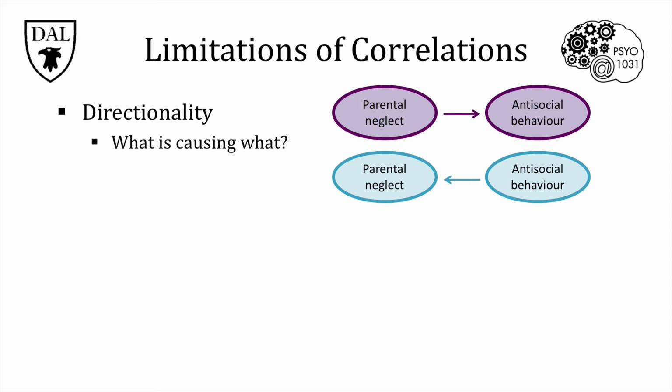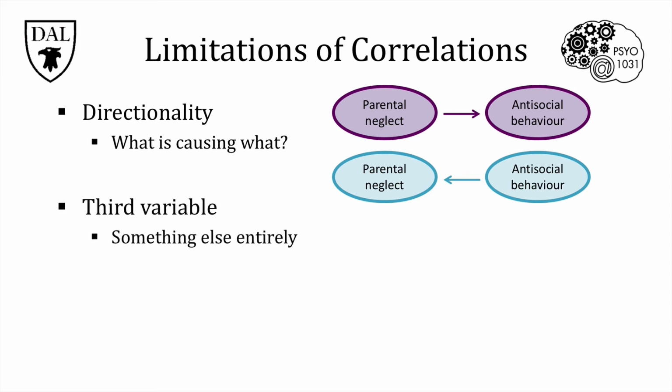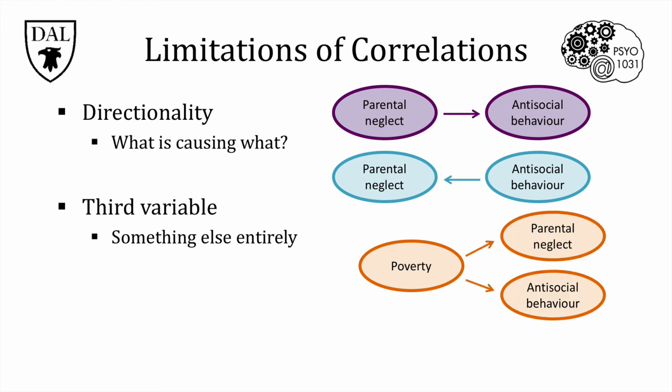Another reason why we can't determine causality from correlation is the third variable problem. What if actually parental neglect and antisocial behavior are both being caused by a third variable that wasn't measured, such as poverty? It might not be that neglect causes antisocial behavior or that antisocial behavior causes neglect, but rather that poor living conditions are leading to both different behaviors in the parents and the children. So directionality and third variables must be taken into consideration when interpreting correlations between variables.